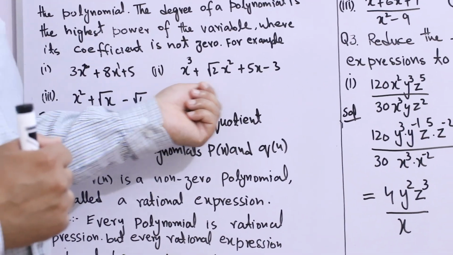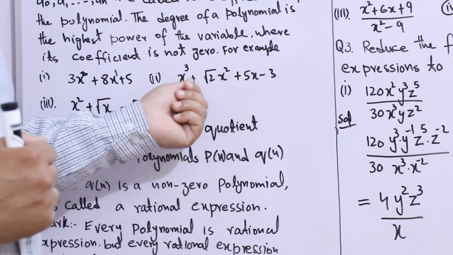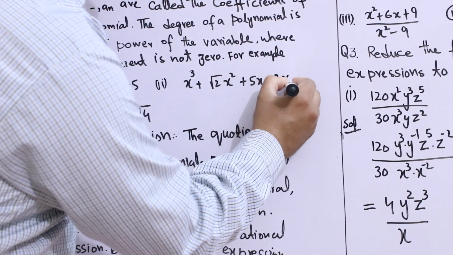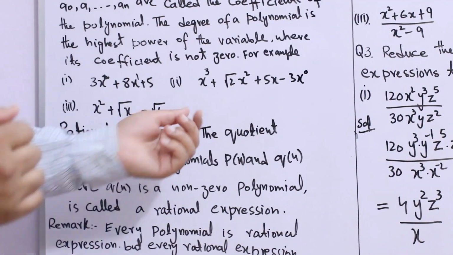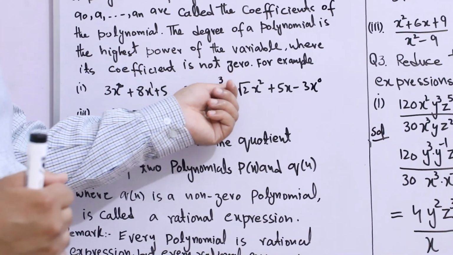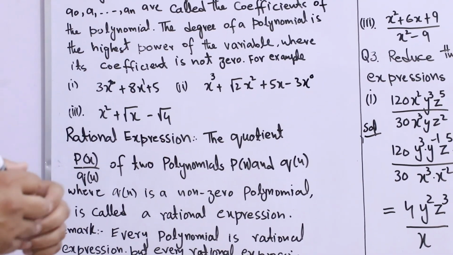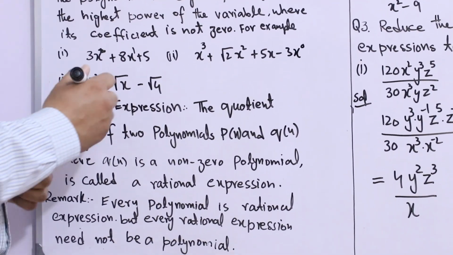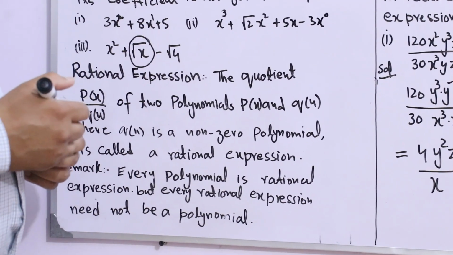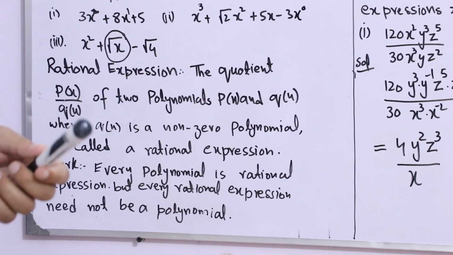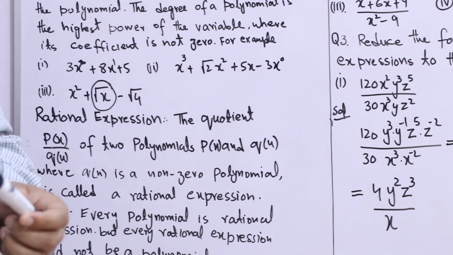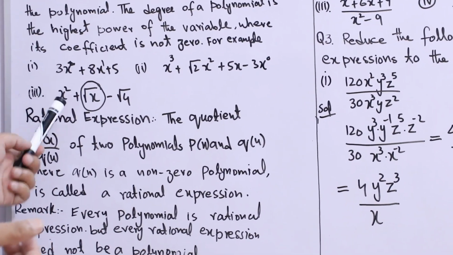Now here is another example. Here x cube, x square, x1. Here you can say that this is x raised to power 0. So this is another example of a polynomial, and this is a polynomial of degree 3. Now here, this is not a polynomial. Why is this not a polynomial? Because here x is raised to power 1 by 2. Square root means x raised to power 1 by 2, and 1 by 2 is not an integer. So this is not a polynomial.